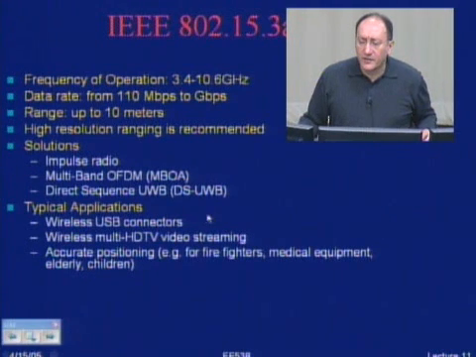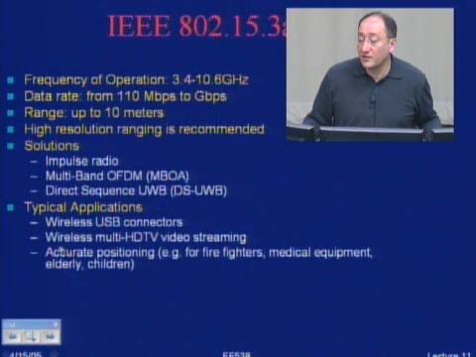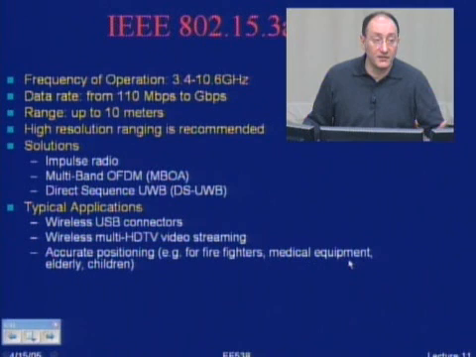Now, there are three solutions that I told you. Impulse radio, which was a traditional one. And then multiband OFDM and direct sequence ultra-wideband. Typical applications that people are thinking of for the 802.15.3 are wireless USB that I mentioned, wireless multi-channel high-definition TVs, home networking, and then accurate positioning, like for firefighters, for medical equipment inside the hospitals, to tag children.